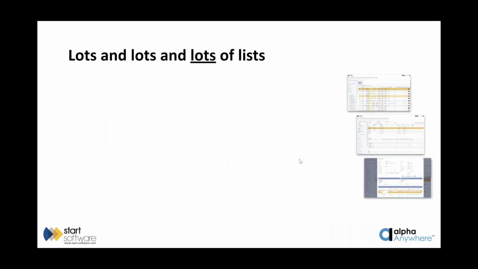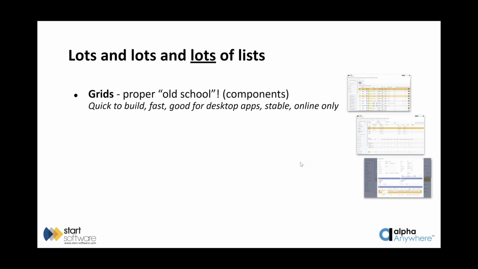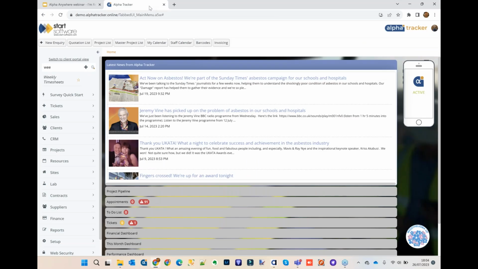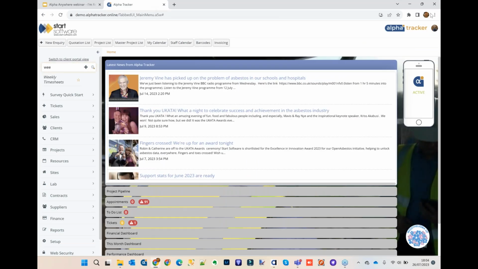So lots and lots and lots of lists. That's what we're going to look at today. We're going to start off with something proper old school. Grids are the, I used to say to Selwyn, grids are the future, and he'd look at me like I was mad. But actually, they're still useful. Let me show you one, a real one, and all the things I'm going to show you today are live. So keep your fingers and toes crossed, if you would.